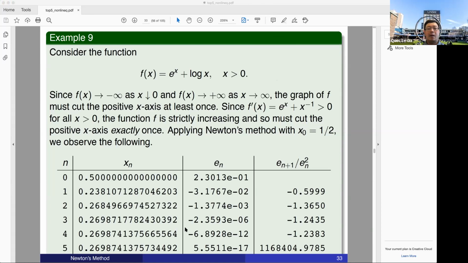So if you look at this table, right, according to the theory, you expect that the last term will be 10 to the minus 24, right? But here it is only 10 to the minus 17. So why is that?